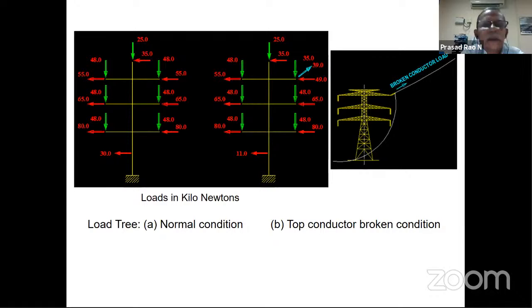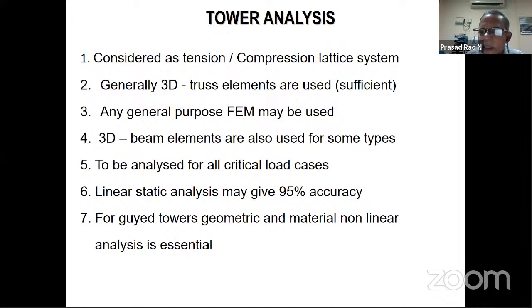A 3D space truss can be used, and this will give 95% accurate results. And we can go for linear static analysis. People are using linear static analysis only. Whatever software you use, if you are properly modeling all the members, then we will definitely get 95% accuracy. The forces will not change.